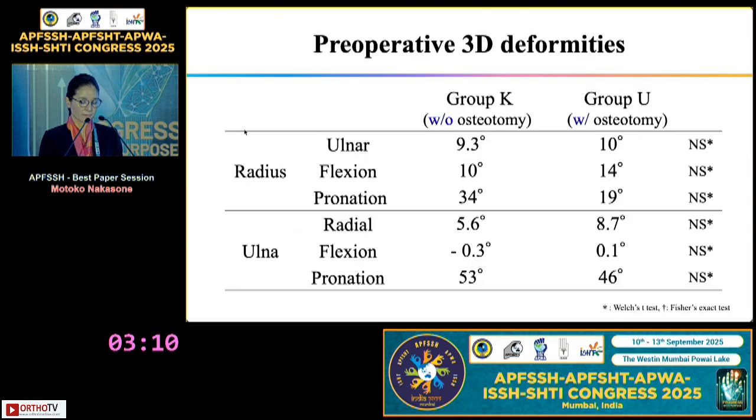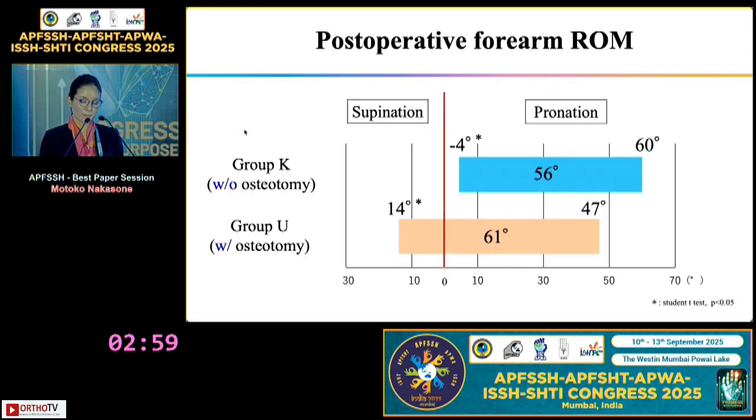Result. In the preoperative 3-dimensional deformity analysis, there was no significant difference in deformity between 2 groups. Post-operative forearm range of motion was as follows. In group K, supination was -4 degrees and pronation was 60 degrees. In group U, supination was 15 degrees and pronation was 47 degrees. Supination was significantly better in group U.